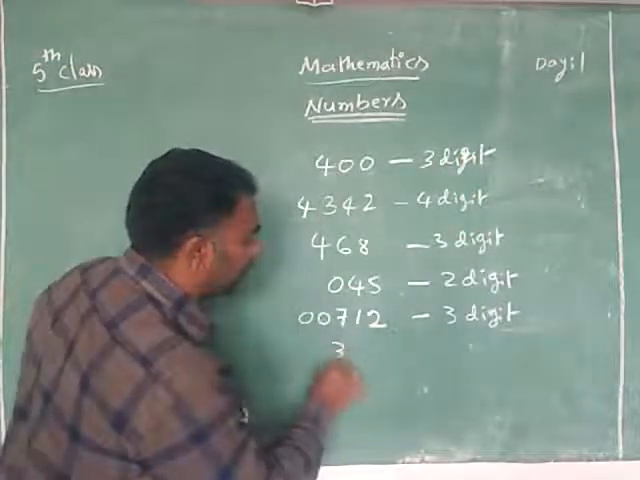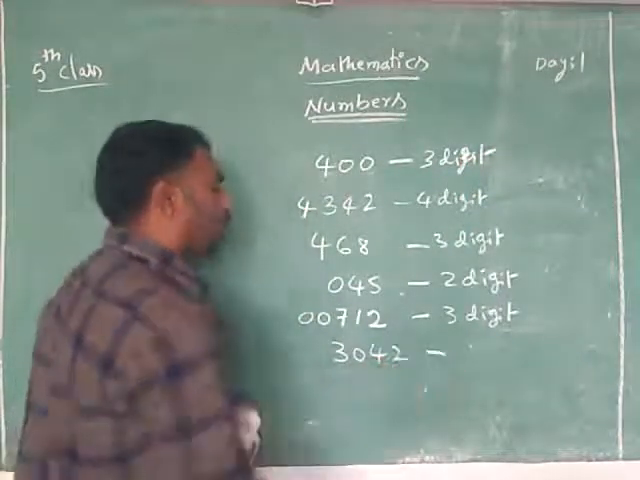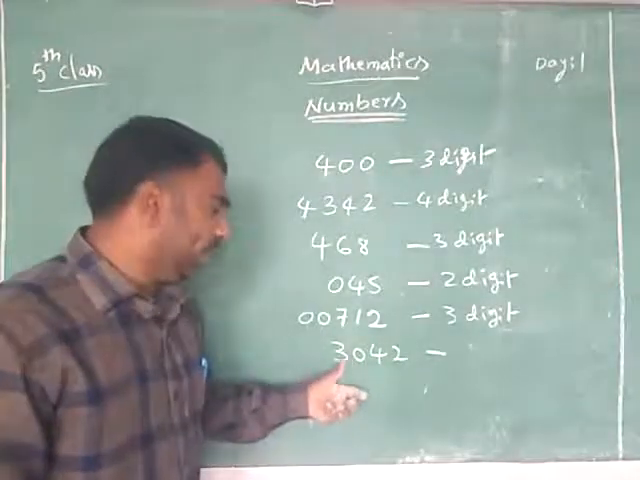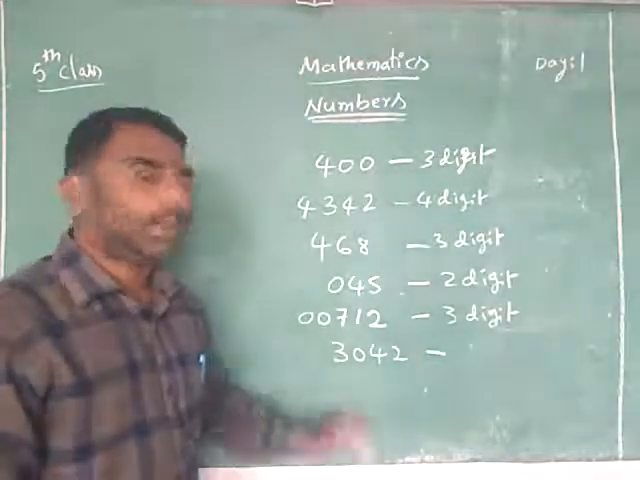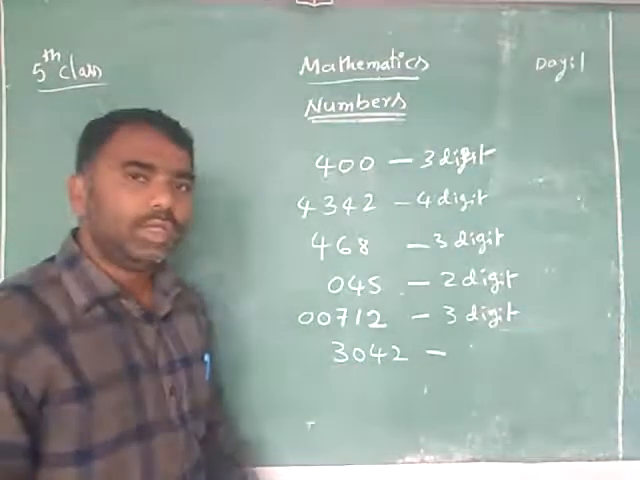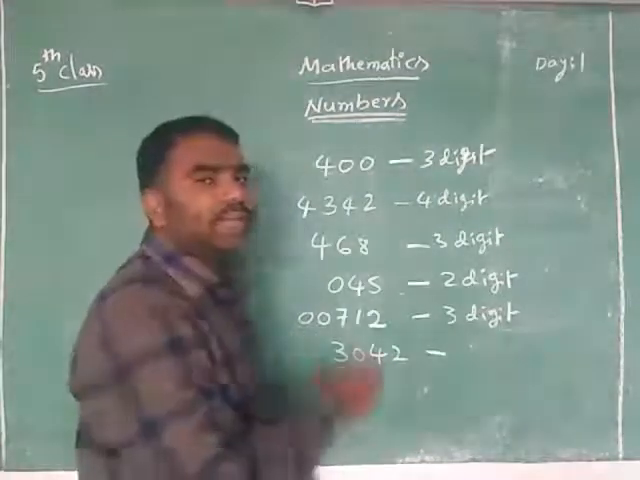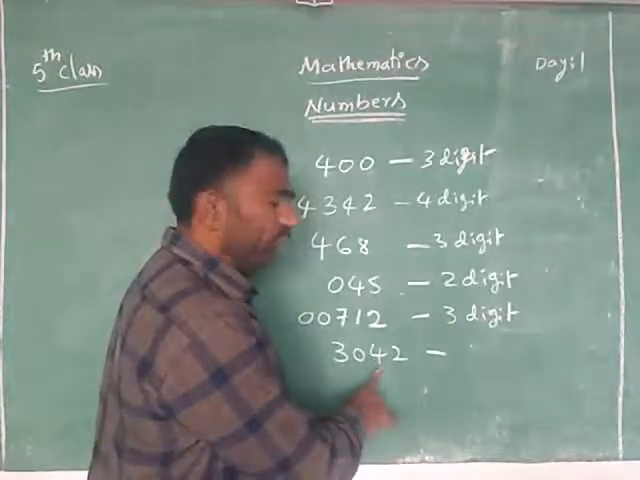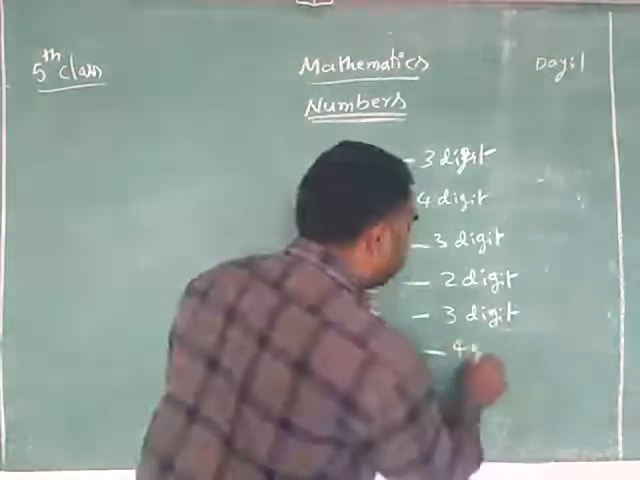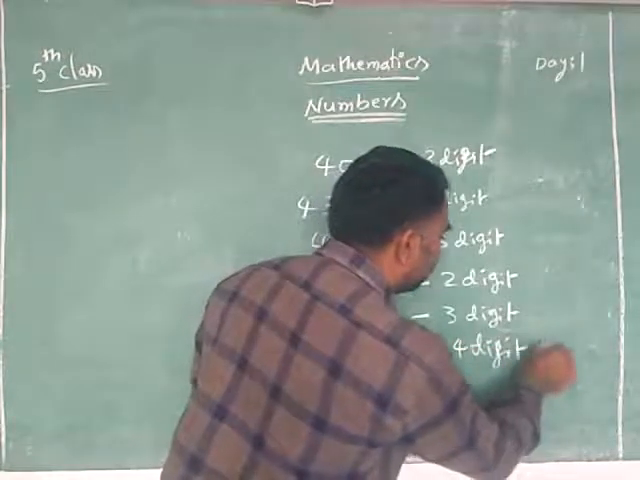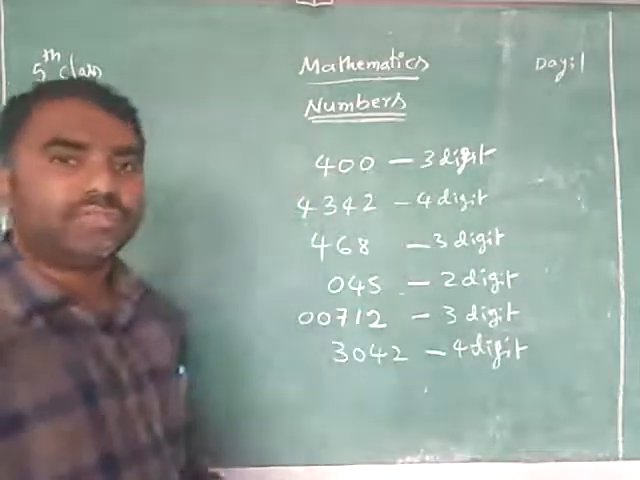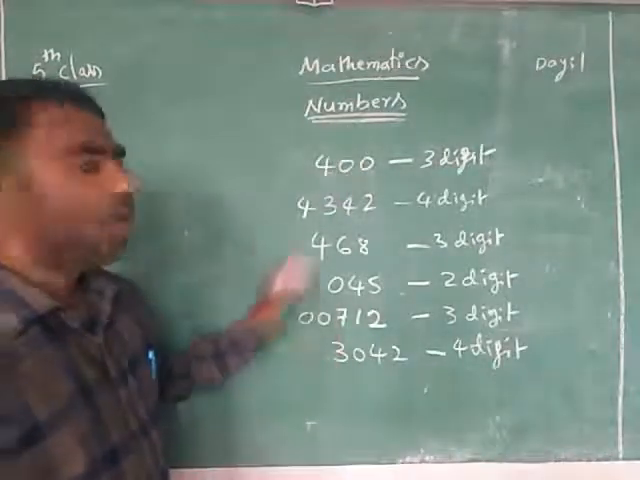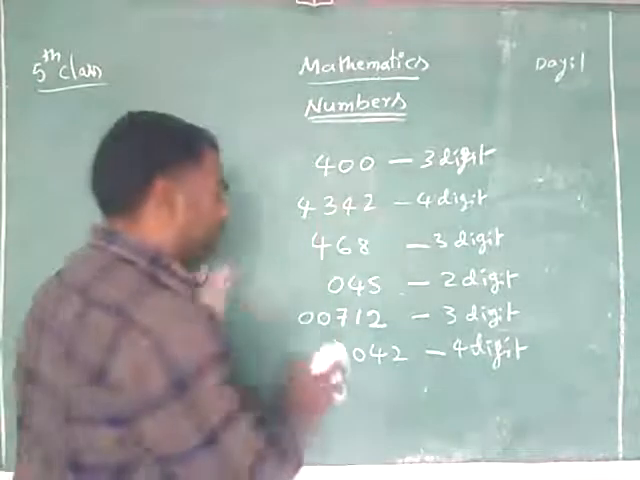So I have written here 3042. What do you call this? We call this number 3042. This zero is valid here because it is in the middle. So how many digits are there here? 1, 2, 3, 4. It is a 4 digit number. Like that, easily we can say how many digits are there in a number.